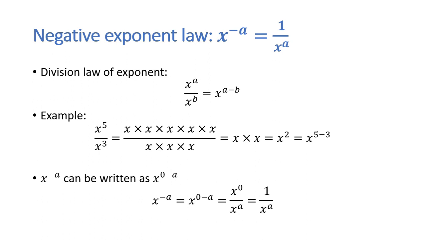Anything to the power 0 has the value 1, except x equal to 0. So x to the power 0 divided by x to the power a equals 1 divided by x to the power a. Now we have understood how x to the power minus a equals 1 by x to the power a.